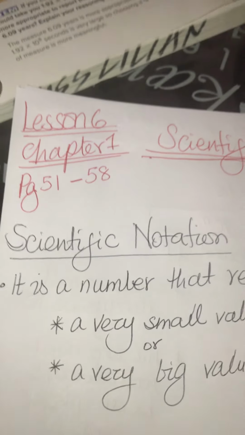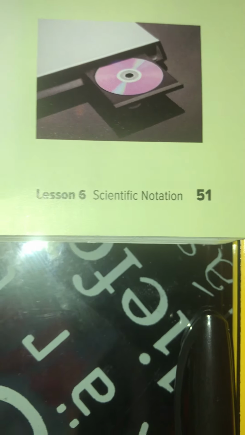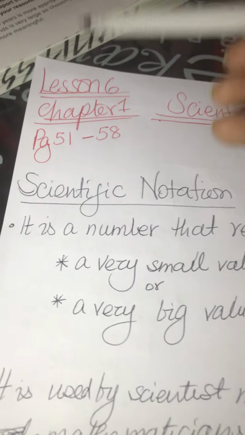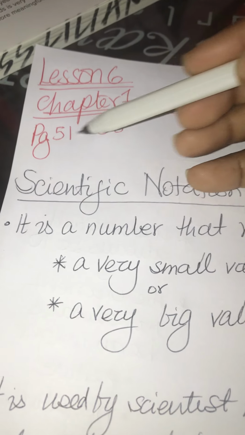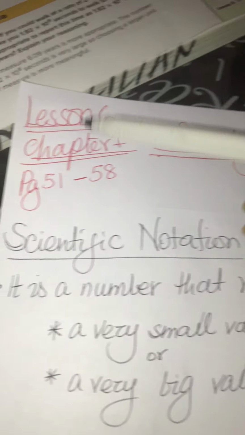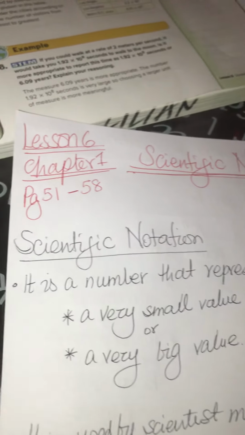Okay, grade 8. We are starting lesson 6 on scientific notation. Lesson 6, chapter 1, scientific notation. It starts on page 51 of your book. Lesson 6, page 51 to 58, that's the whole lesson. The whole lesson is in these pages, okay? And I wrote our date. Today's date is September 20th, 2020.